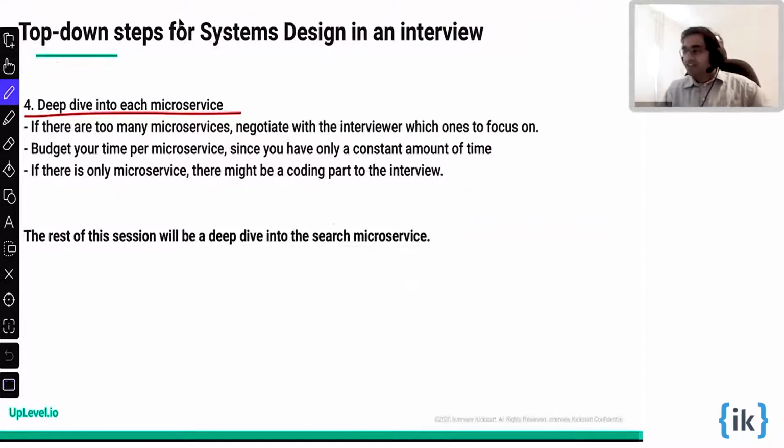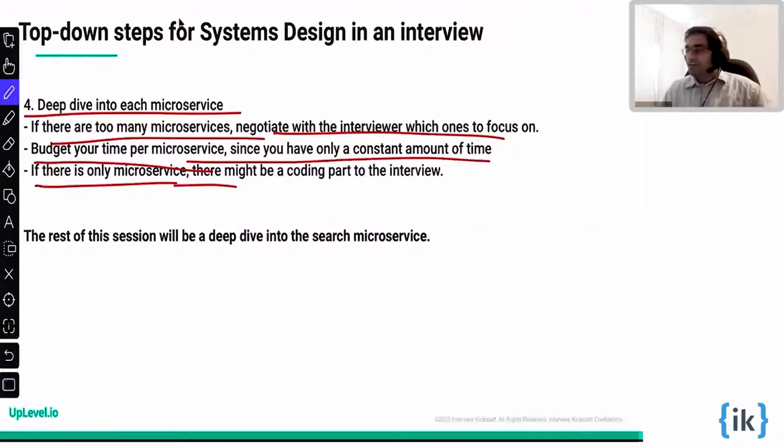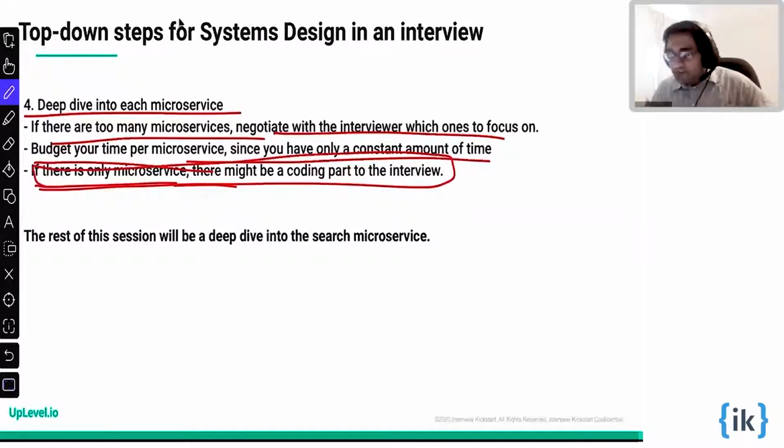In our case, there's only a single microservice. But if there were many, you would have to budget your time, negotiate with the interviewer to figure out which of them is the most important or crucial to focus on. And remember that if there is only one microservice, as we have in this case, there might be a coding part to the interview. And that is why simple system design questions like URL shortener, for example, continue to be asked, because in the URL shortener system, there is also a coding part to the interview. So the same interview can test both your coding or problem solving skills and design skills.